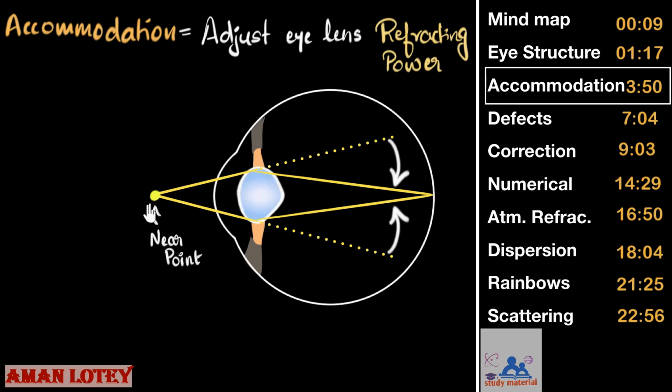So if the object comes any closer than the near point, we will not be able to see it clearly. And the average near point of human eye is about 25 centimeters. It's good to remember this number. So our near point is about 25 centimeters.